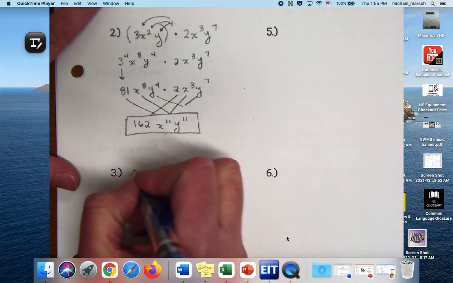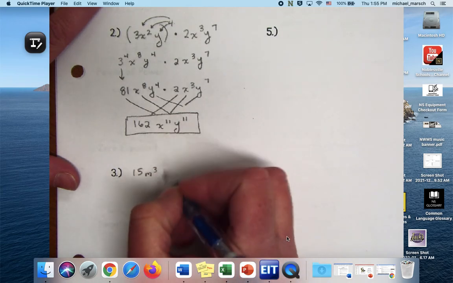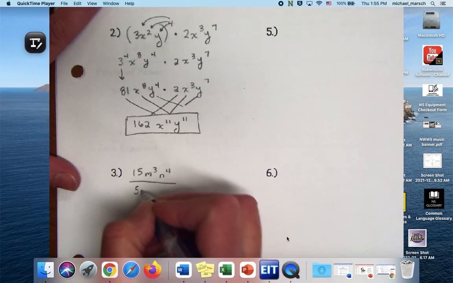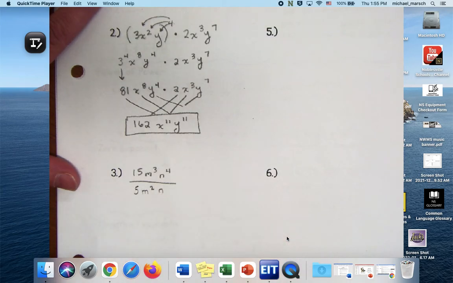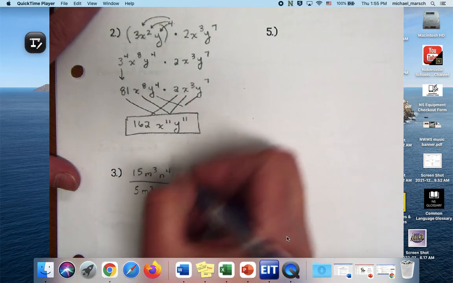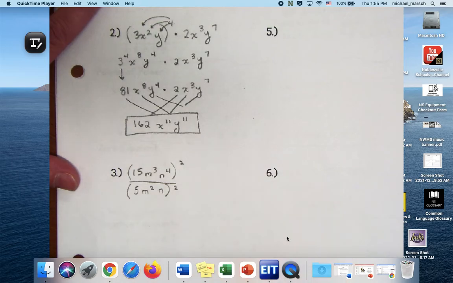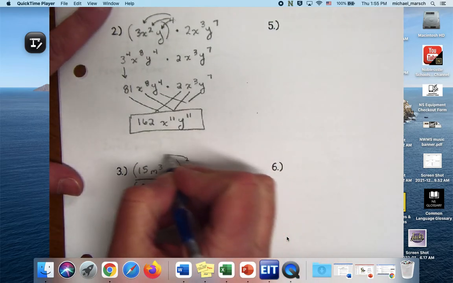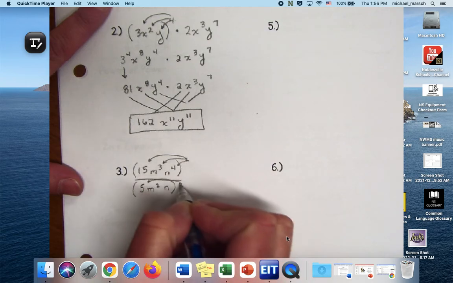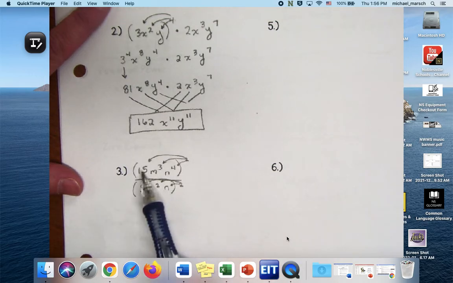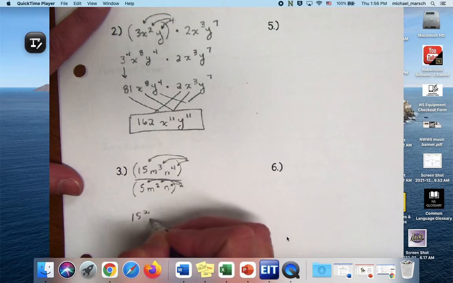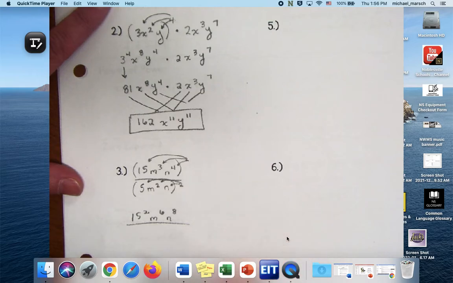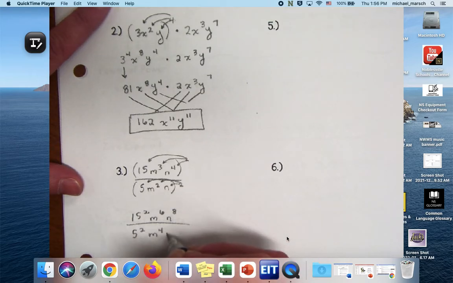Okay. Number 3, we're going to do some division here. Okay, so I'm going to distribute first. Every exponent gets multiplied by a 2. Remember, there's secret 1 exponents hiding if you don't see them. So it's going to be 15 to the first power times the 2, so I get 15 squared m to the 6th n to the 8th over 5 squared m to the 4th n squared.